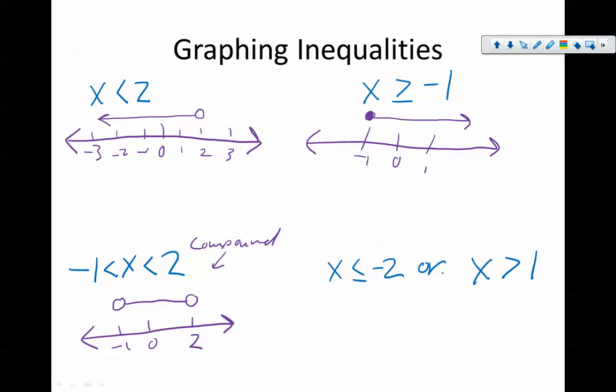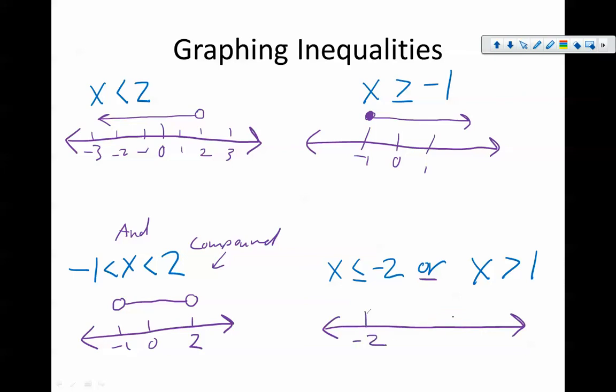Now this is an or statement. This is also another form of a compound, but we're not combining them. This, by the way, over here is an and statement, right? -1 is less than x and x is less than 2. This is an or statement, which is different.